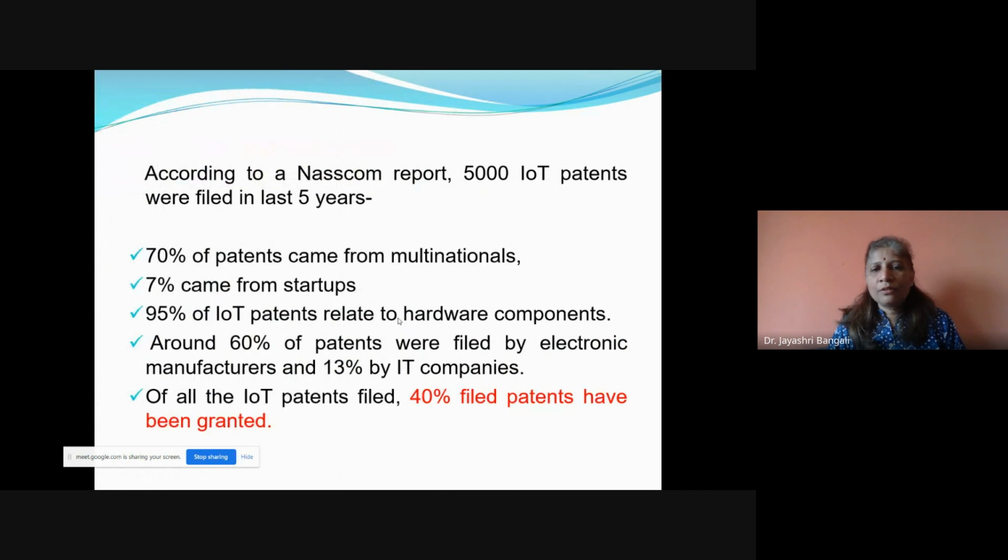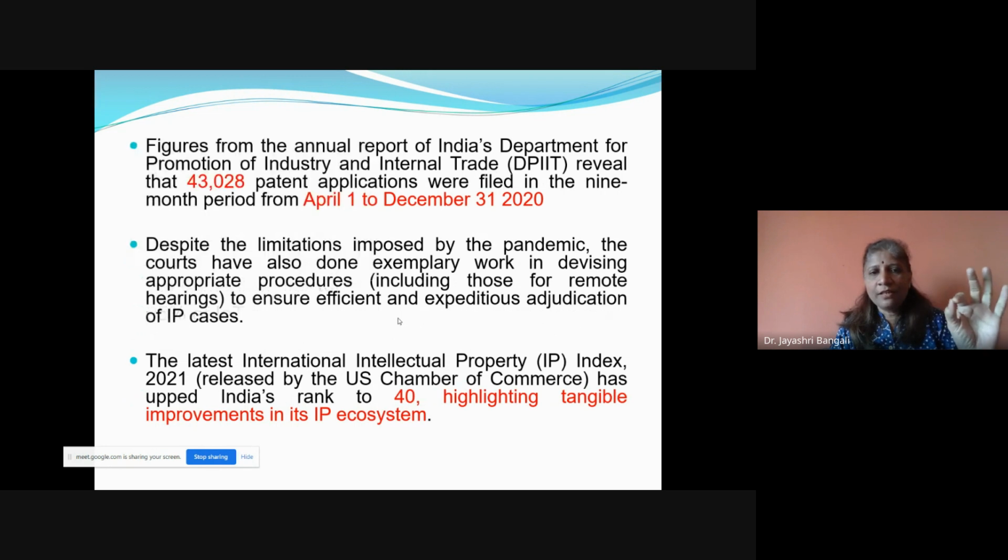Now, according to the NASSCOM report, 5,000 IoT patents were filed in the last 5 years. 70% of the patents came from multinationals, and 7% from startups, out of the 95 IoT patents. So I can say that 40% of the filed IoT patents have been granted. This is very important. These are just figures to give an idea of the scenario before 2015 and after 2020.